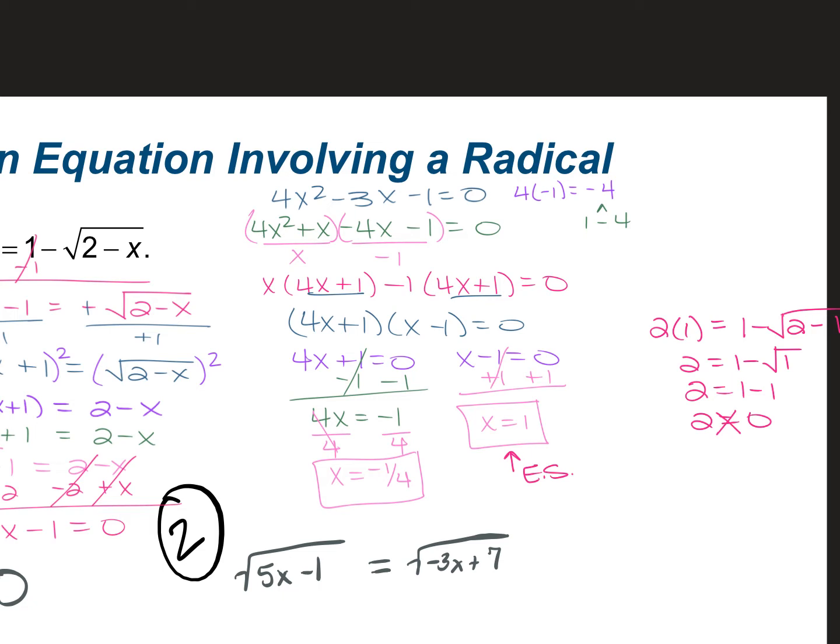Same thing with the negative 1/4. Plug that in, simplify it. So you have 2 times negative 1/4 is equal to 1 minus the square root of 2 minus negative 1/4.